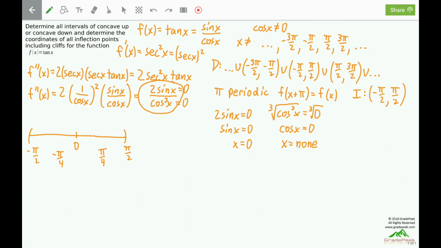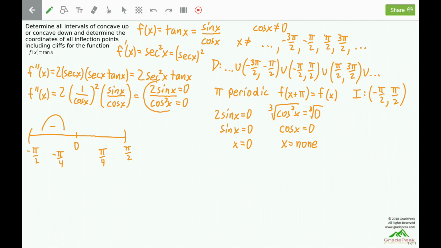The first test value, negative pi over 4, is in the negative first quadrant, which is the same thing as the fourth quadrant on the unit circle. In that quadrant, sine is negative, so the numerator will be a negative times the positive 2, which is still negative, over, and cosine is positive, and a positive cube is positive. So we have a negative over a positive, which is a negative second derivative, which corresponds to concave down.